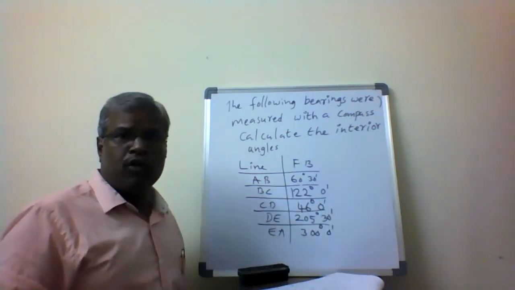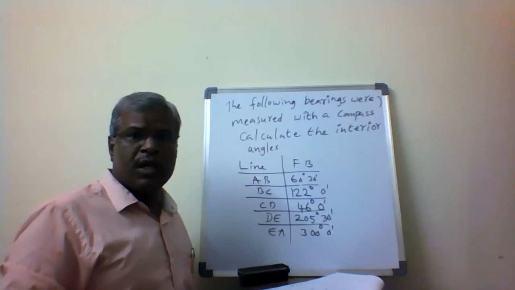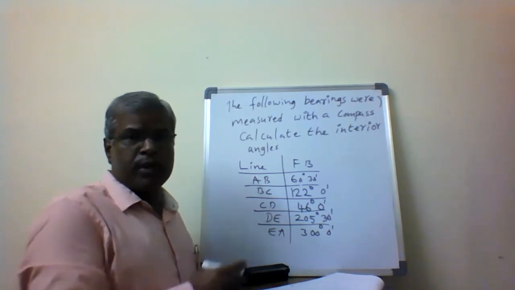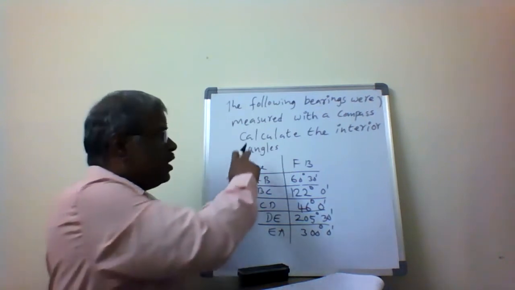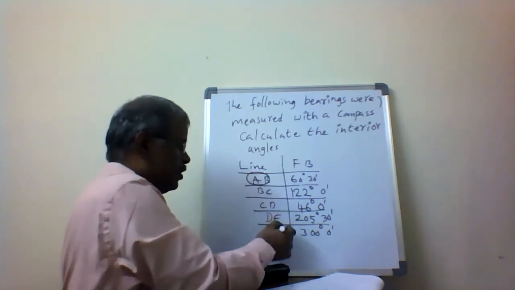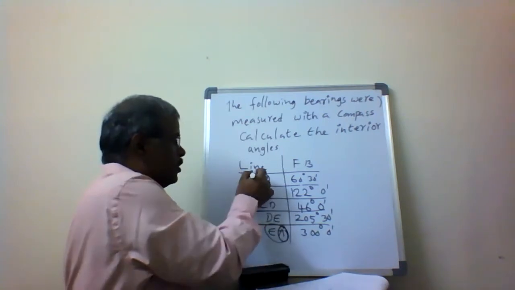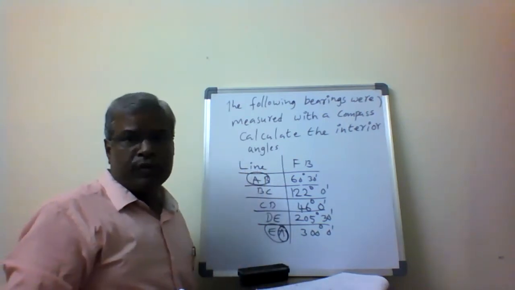So this is the problem. The following bearings were measured with a compass. Calculate the interior angles. Here the forward bearing is given for each and every line of a closed traverse, because starting from A, it is once again going to end with A. So A is the common one. That's why it comes under the closed traverse.